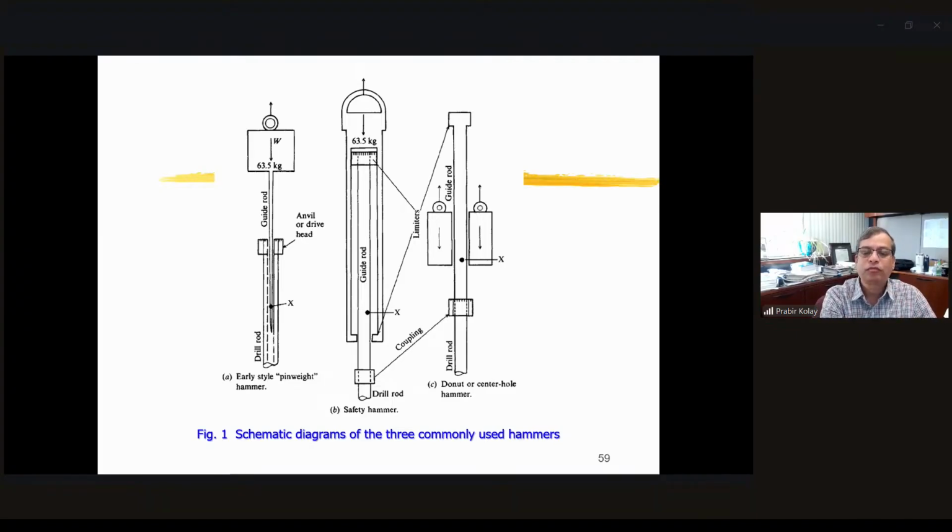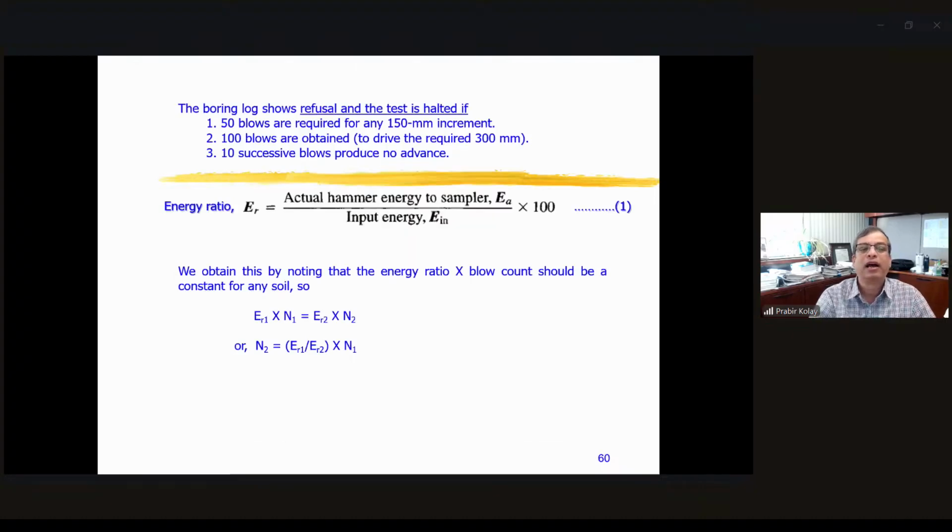So over here, you see the boring, so basically at what depth you need to do it. The 50 blows are required for every 150 millimeter increment. 100 blows are often required to drive 300 millimeter, or 10 successive blow procedures, no. So when your number of blows is more than 10 and that is sampling, it is not advancing, then you have to stop, okay?